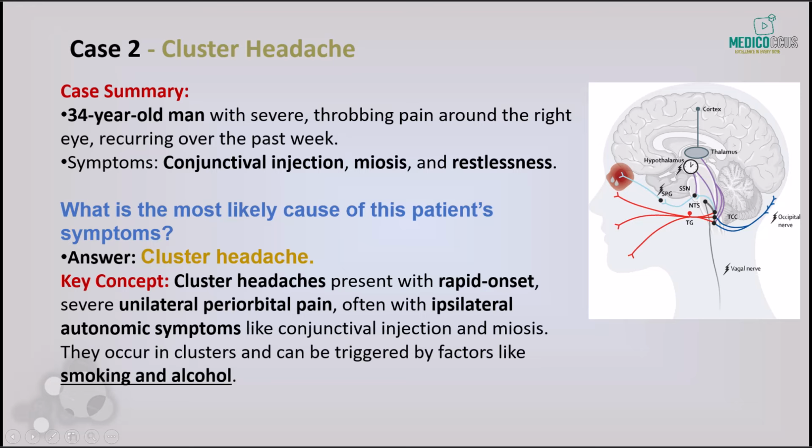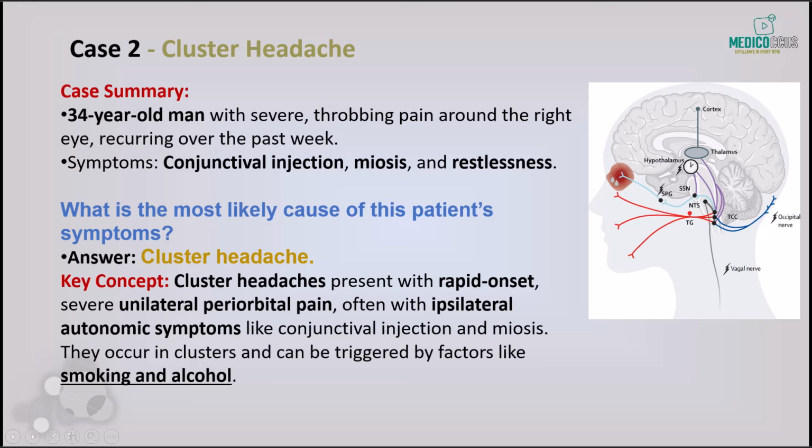Now what's going on at a deeper level? The pathophysiology involves the trigeminal autonomic reflex, which basically means there's abnormal interaction between the trigeminal nerve, responsible for sensation in the face, and the autonomic nervous system. The hypothalamus also plays a role here, particularly in controlling the circadian timing of these headaches, which explains why they often strike at the same time each day.